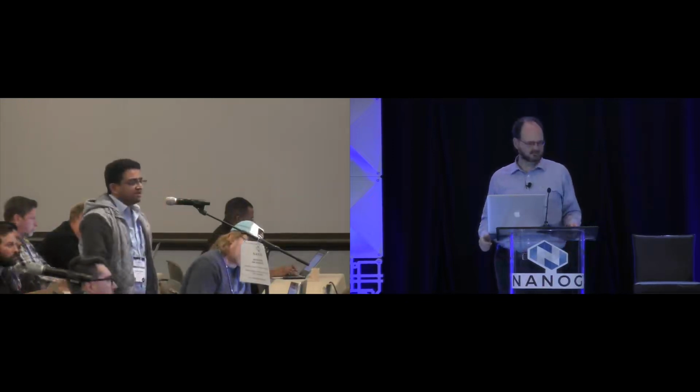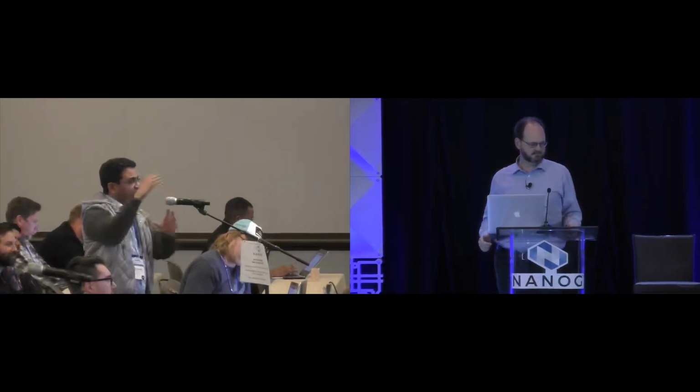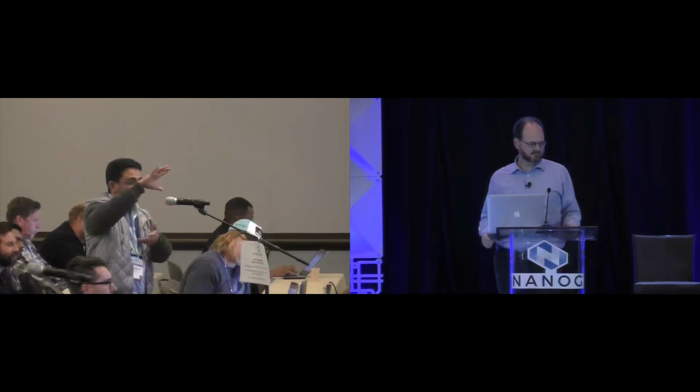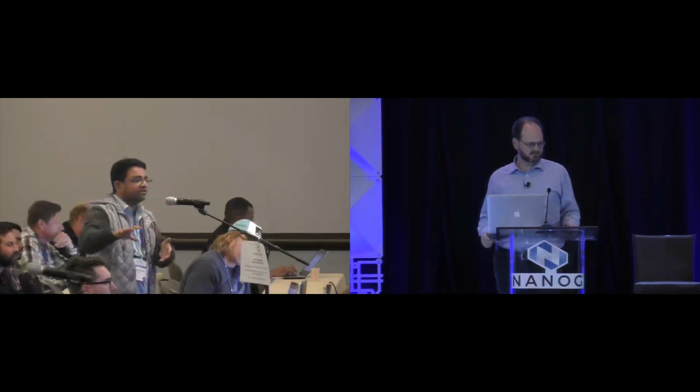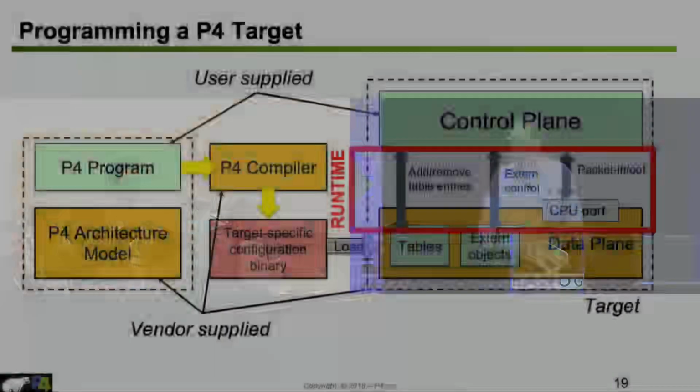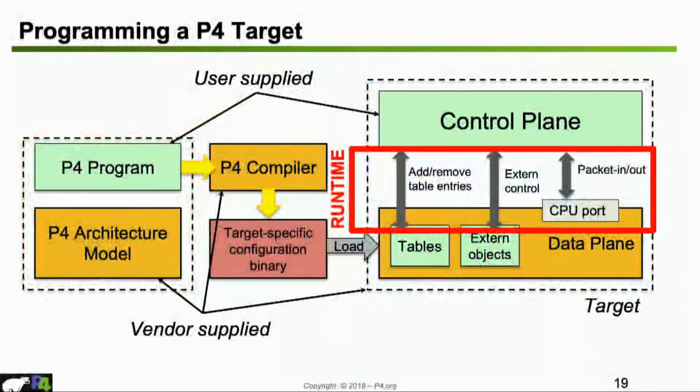Hi, this is Nikhil from Oracle Cloud Infrastructure. In, I think, one of the latest slides, you had on the target a differentiation between the control plane and the data plane. Yep. So is the control plane an essential component of the target? And does it have to be some kind of a CPU, or can we export, let's say, packet in/out?